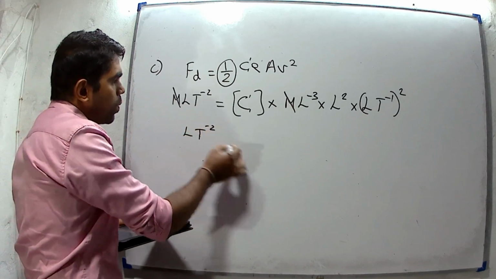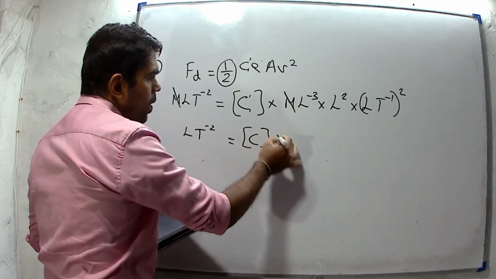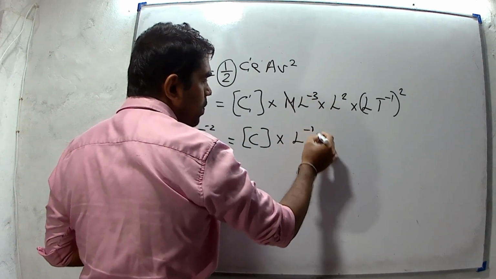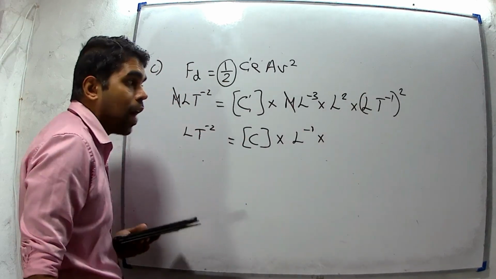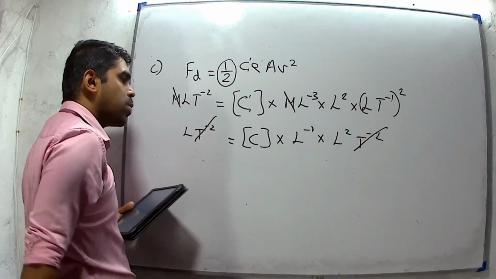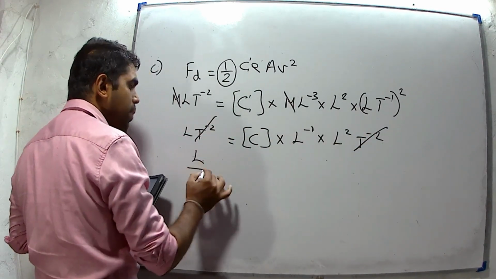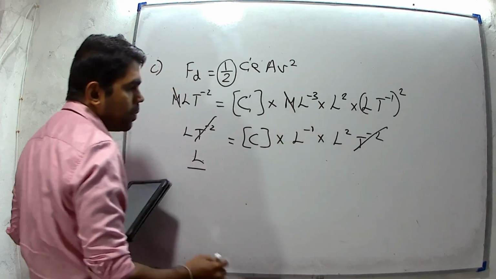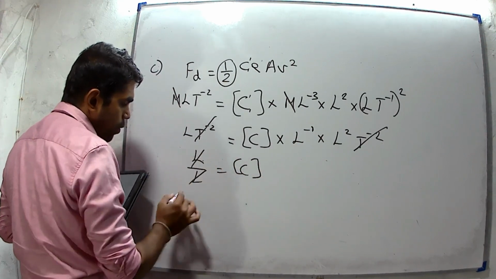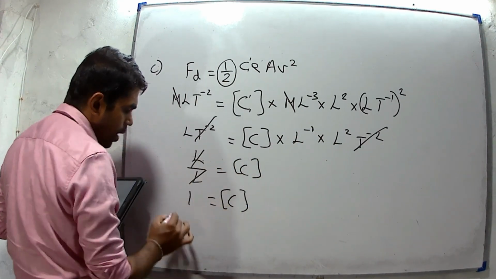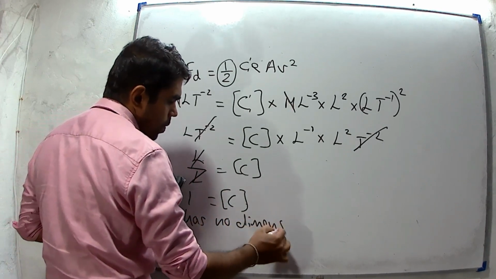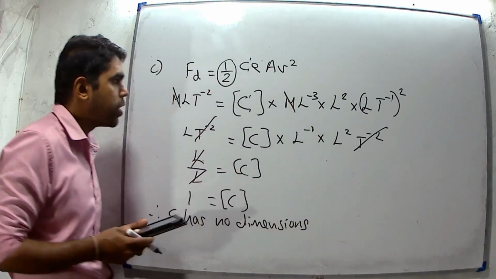L T minus 2 equals dimensions of T multiplied by, then simplifying these two terms, L minus 1 multiplied by, I will get the square, L squared T minus 2. We can cancel out T minus 2, and L divided by the product of these terms, L divided by L, it means 1. Therefore, C has no dimension.